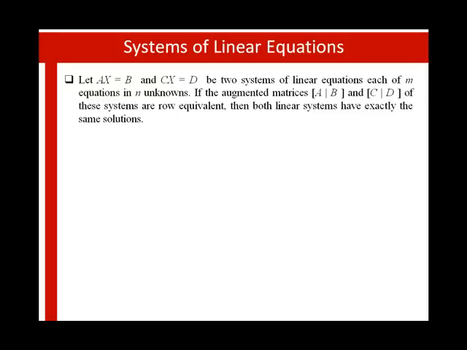Let AX equal to B and CX equal to D be two systems of linear equations, each of m equations in n unknowns. If the augmented matrices A slash B and C slash D of these systems are row equivalent, then both linear systems have exactly the same solution.